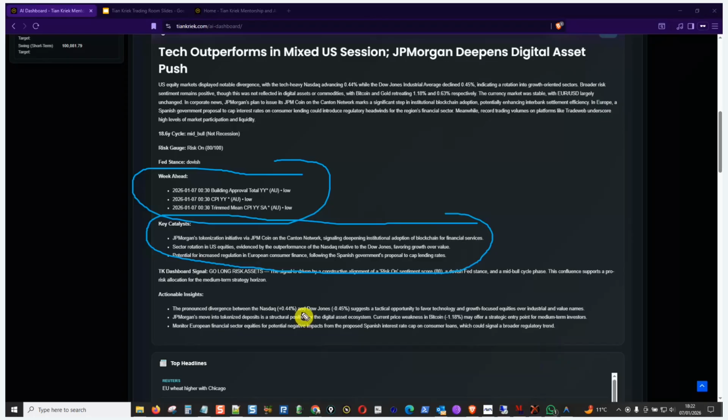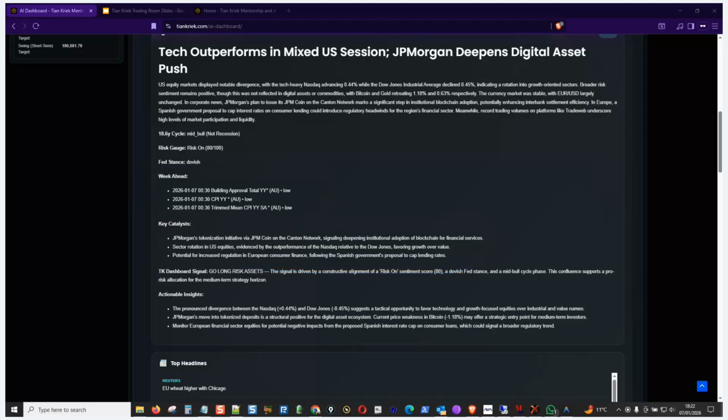For instance, potential for increased regulation in European consumer finance following the Spanish government's proposal to cap lending rates. There's a sector rotation in US equities, evidenced by outperformance of the Nasdaq relative to the Dow Jones. So that's favoring growth over value. And then it will also tell you what my dashboard signal is. Okay, and it's plain and simple. The TK dashboard signal is go long risky assets. That's it.